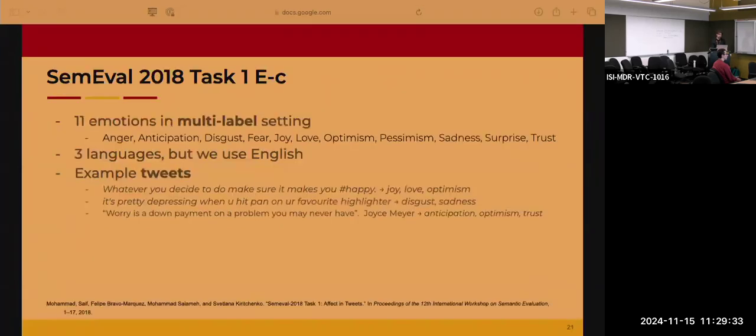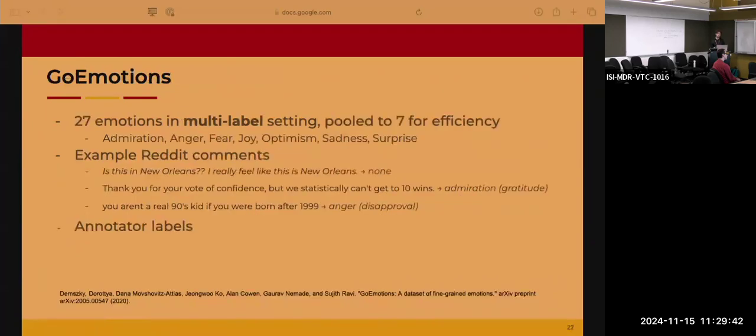So datasets, again, very quickly, SemEval 2018, 11 emotions in a multi-label setting. And these include tweets. GoEmotions has 27 emotions in a multi-label setting, but we pulled them down to 7 for efficiency, and because initial experiments with all 27 emotions showed very low performance in LLMs. And this dataset contains Reddit comments. And we also want to point out that this is a dataset where they have released the annotator-level labels, so we can perform manipulations with respect to the annotators.